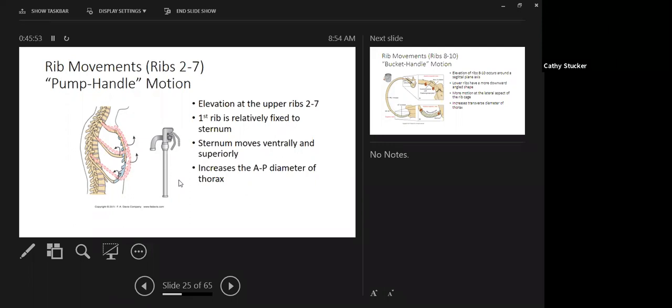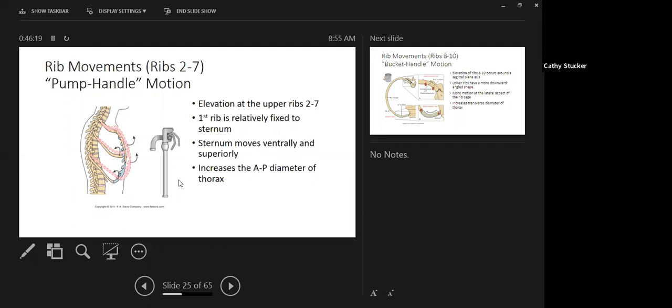But 2 through 7 actually move in what's called a pump handle. And you guys are way too young, unless you have a camp that has a pump, to remember what a pump handle looks like, right? But it pumps up and down like this. So your ribs in the front are moving in this plane. They're moving in the sagittal plane primarily.